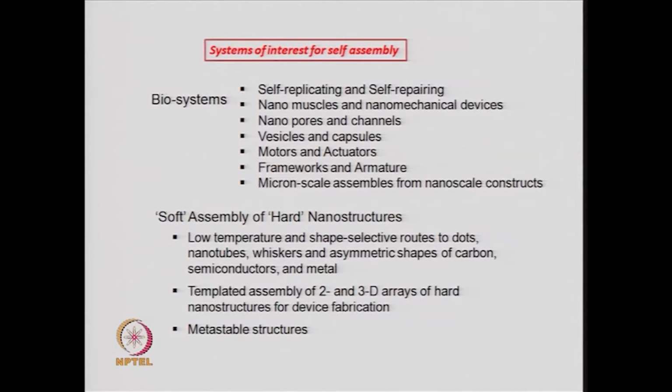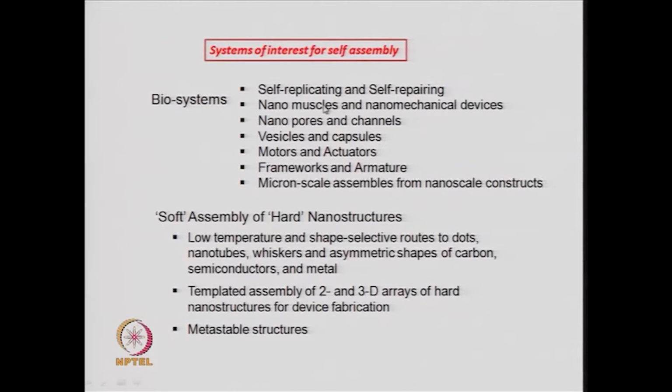Why are we interested in self assembly? There are a lot of examples in the natural or life sciences, in biosystems. For example, you have self replicating and self repairing systems. Self replicating means that they can produce objects which are similar to them, and self repairing means if some part of the molecule or a biopolymer gets affected, then it can recreate that part by itself.